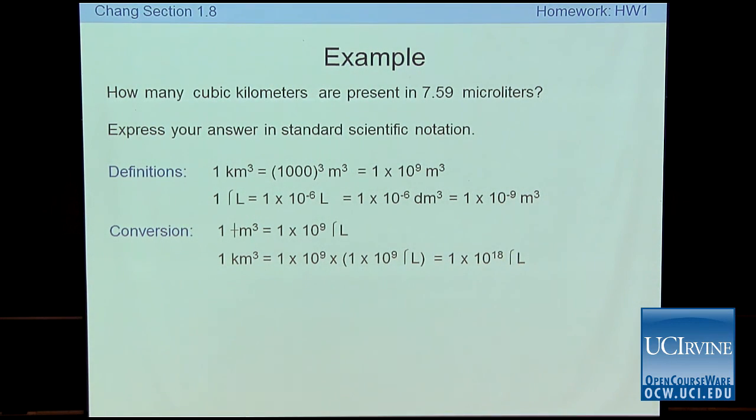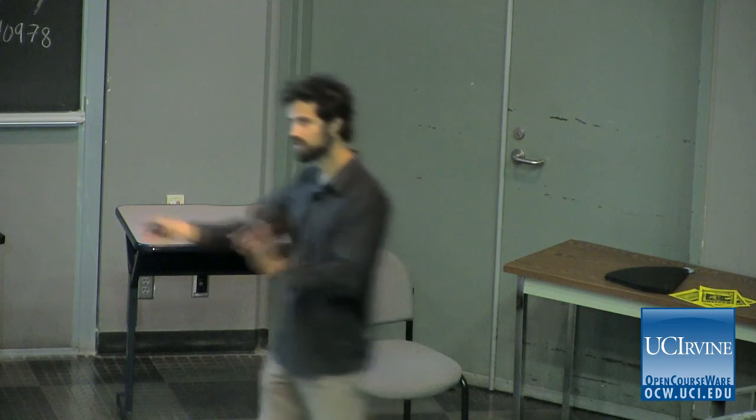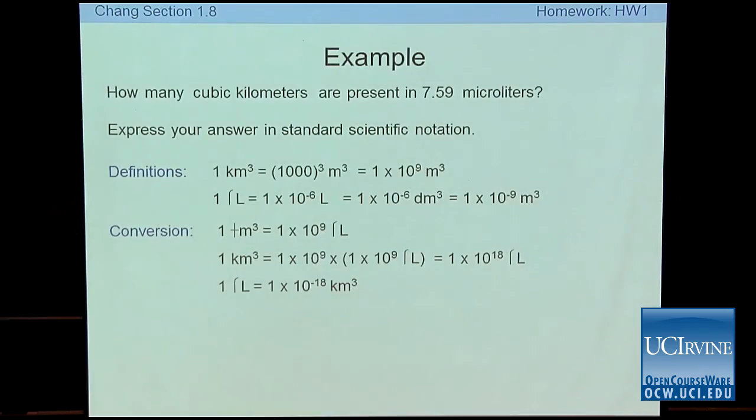A mu. Okay, so if I invert that, 1 microliter in terms of kilometers, 1 microliter equals 10 to the minus 18 kilometer cubed. So I've related kilometer cubed to a microliter. The trick to get there is to relate both to meter cubed, and then write one in terms of the other one.